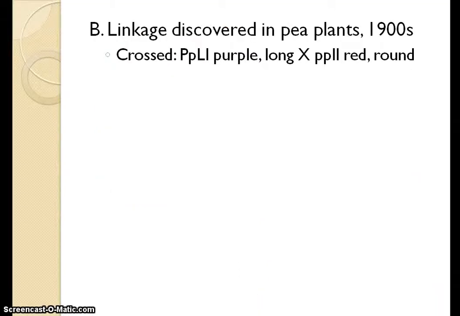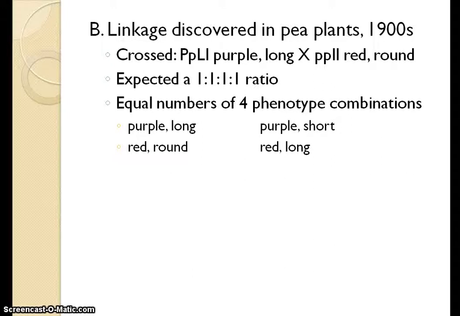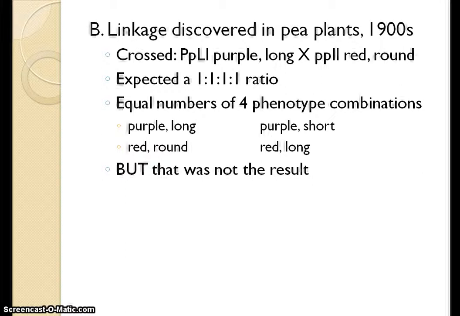This idea was discovered in the 1900s with some experiments with pea plants. The original experiment took a purple long pea plant and crossed it with a red round pea plant. Now if you look at the genotypes here, you see that you have heterozygous, heterozygous, crossed by homozygous recessive. This would give you an expected 1:1:1:1 ratio. You would expect equal numbers of the four different phenotypic combinations. You would expect equal numbers of purple long, purple short, red round, and red long, because they would all equally recombine. However, this was not the result for this particular trait.